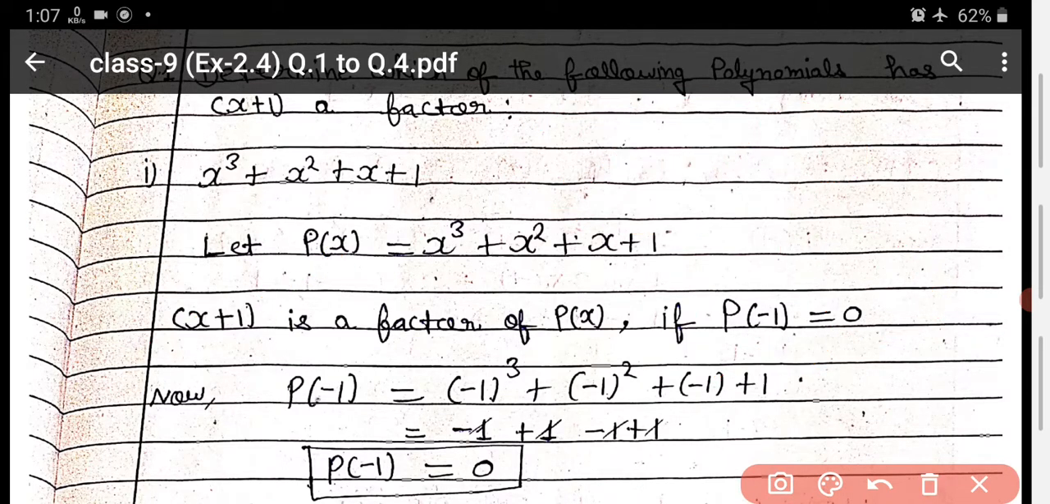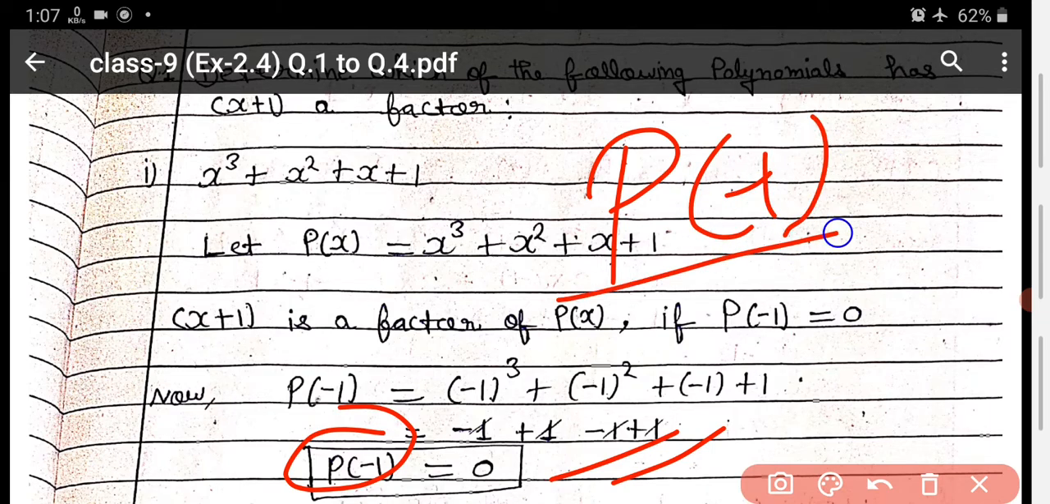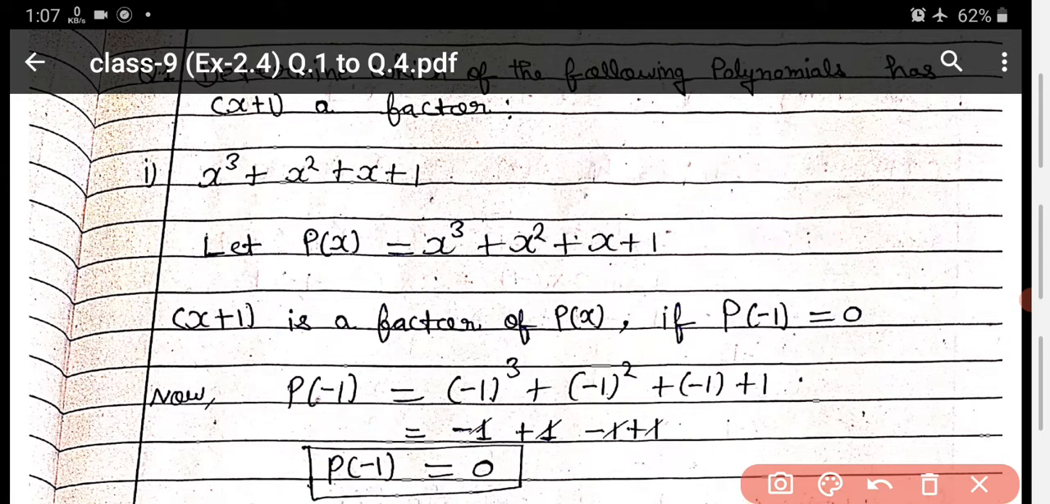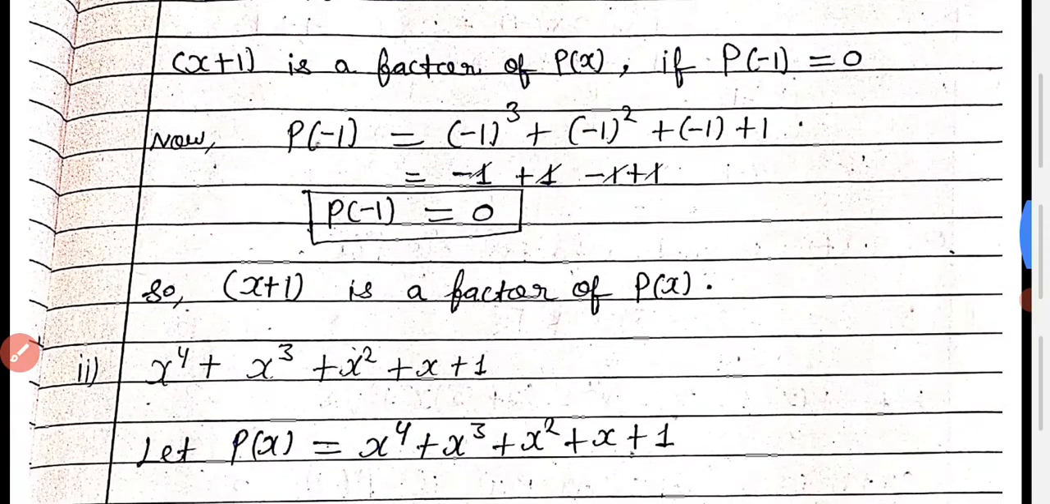Now find p of minus 1. How do you find p of minus 1? In place of x put minus 1 everywhere. Now calculate: minus 1 cubed minus minus 1 squared plus 1, then minus 1 plus 1 cancels, and you get 0. So the remainder is 0. What is the meaning of p of minus 1? P of minus 1 is the remainder by the remainder theorem. So p of minus 1 is 0, and you say that yes, x plus 1 is a factor of this polynomial. So x plus 1 is a factor of p(x), or you can write yes or no.